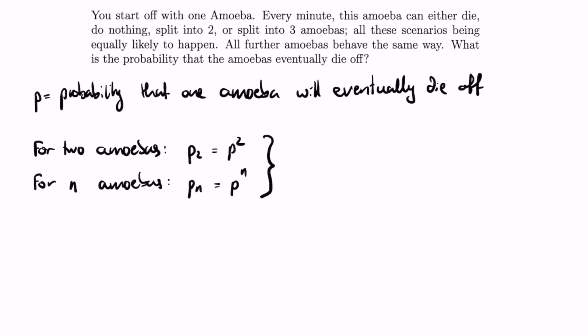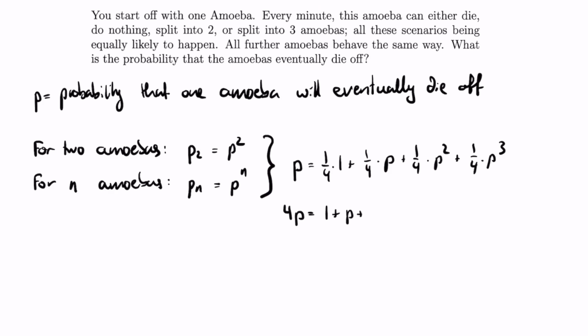Since we want to know the probability that one single amoeba will eventually die off, our expression is P is equal to 1/4 times 1 plus 1/4 times P plus 1/4 times P squared plus 1/4 times P to the third, denoting each of the four possible scenarios. Let's multiply both sides by 4, at which point we'll get 4P is equal to 1 plus P plus P squared plus P to the third.